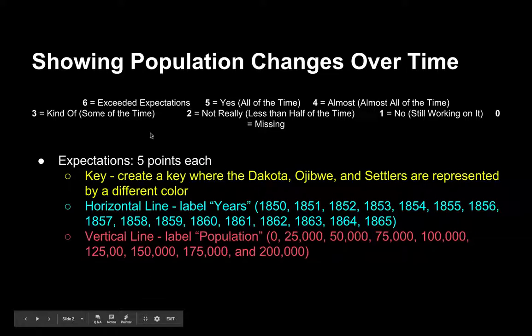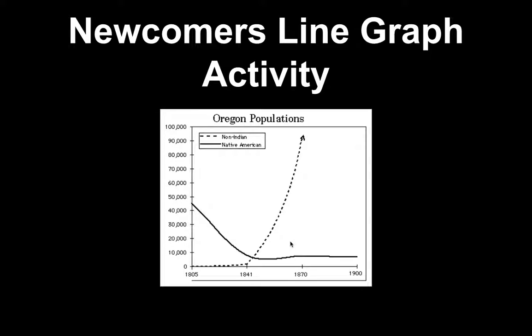Vertical line is the one that runs north-south. It's along the left side of the line graph. It needs to be labeled population. And then you start at 0, and then you're going up to 25,000 people, 50,000 people, 75,000 people, all the way up to 200,000. So you're going up by increments of 25,000. If I go back to this graph, starts at 0. This one goes up by 10,000. Yours is going up by 25,000. And it should be labeled population on the side.